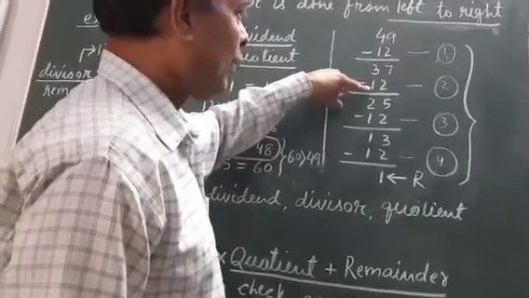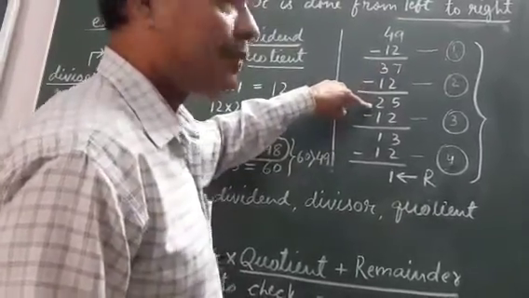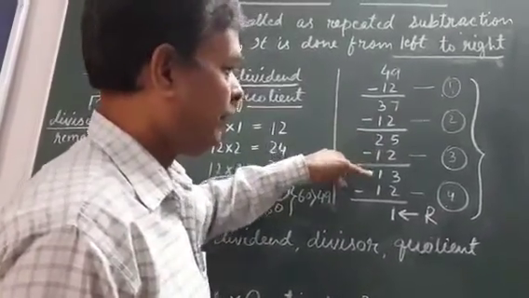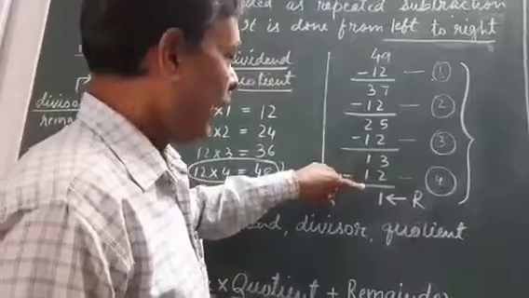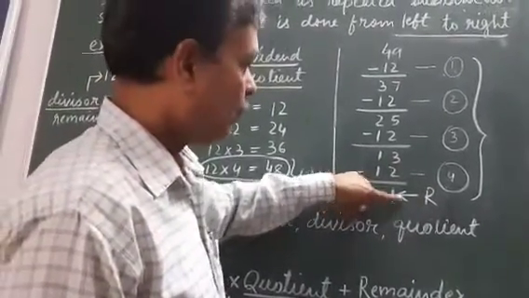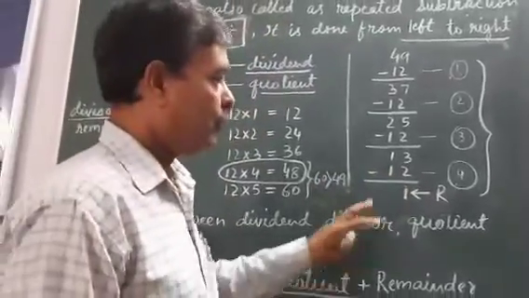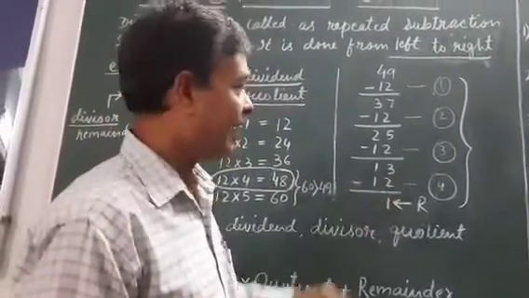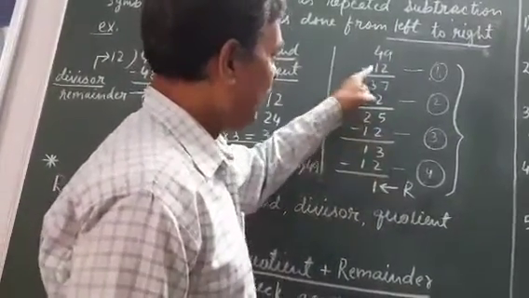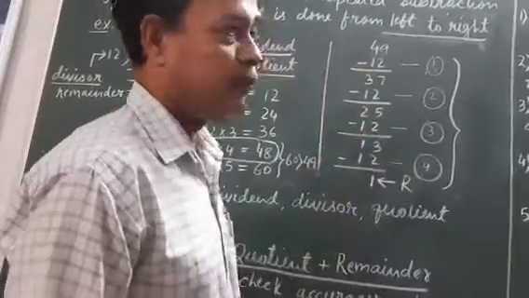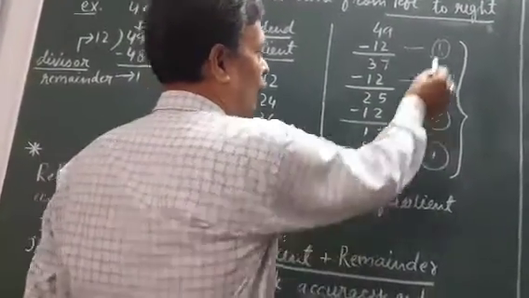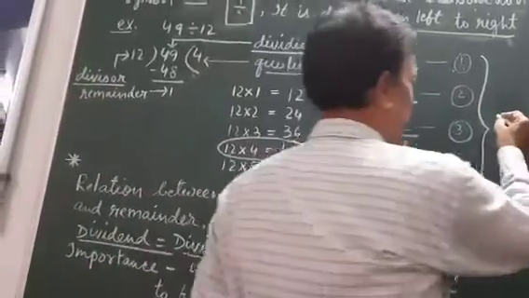Again we will subtract 12 from 37, the difference comes 25. Again we will subtract 12 from 25, the difference comes 13. Again we will subtract 12 from 13, the difference comes 1. 1 is smaller than 12, so we will stop our division here. Children, can you see here how many times 12 has been subtracted from 49? Let us count. 1, 2, 3, 4. 4 times.